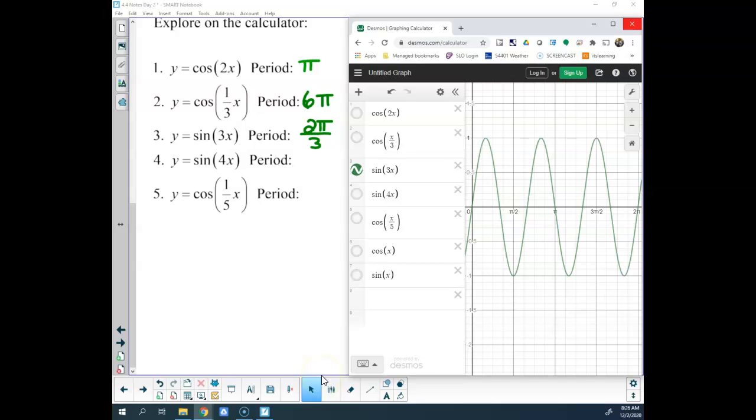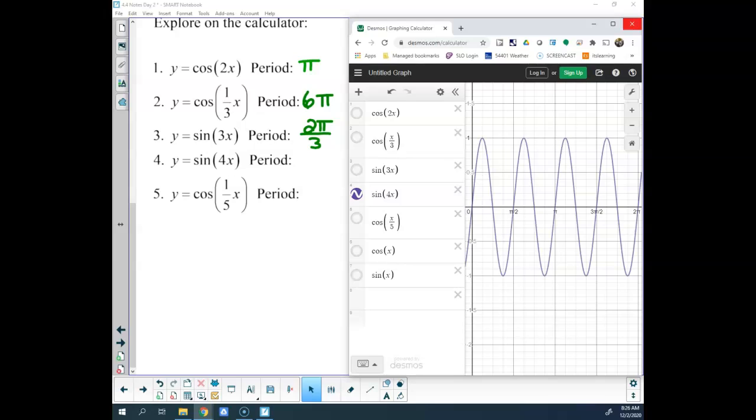Okay. Sine of 4x. How many complete waves did we do in 2 pi? 4 complete waves. So if I did 4 complete waves in 2 pi, horizontal distance, how long did it take me to do 1 wave? 1/4 of 2 pi, right? Pi over 2.